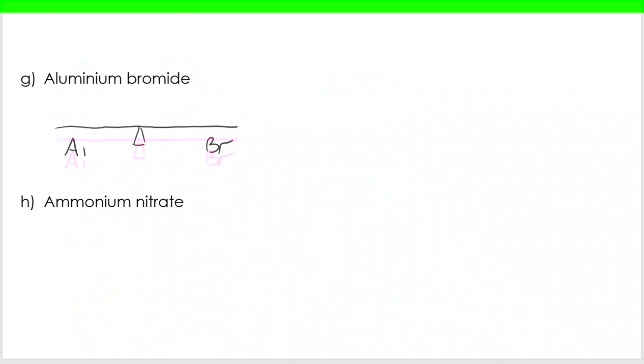Let's look at the next one. So I draw out my seesaw. Aluminium is in group 3, bromine is in group 7, so that's +3 and -1 respectively. To balance out my seesaw, I need 3 of the Br minuses, so my formula is AlBr3.